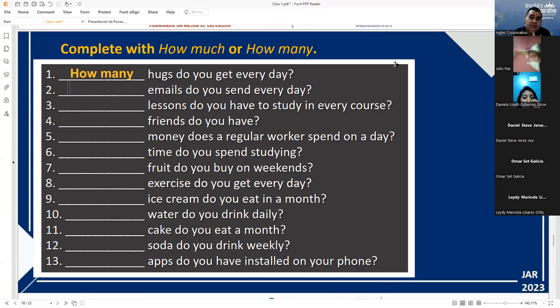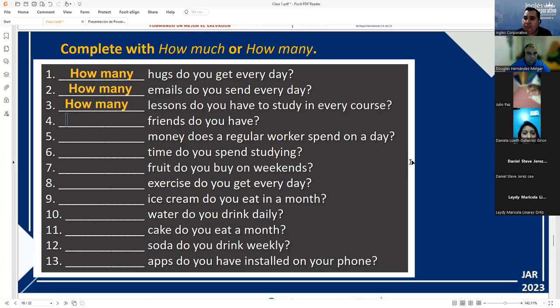How much? Emails? No, how many? How many emails do you send every day? How many lessons do you have to study in every course? How many friends do you have? Five.